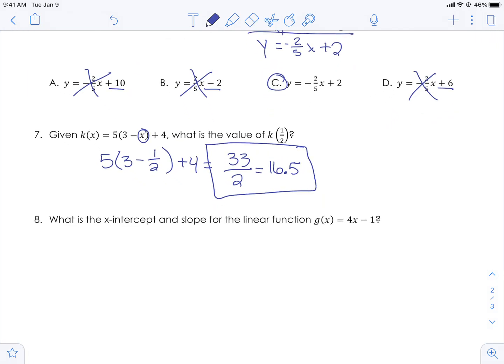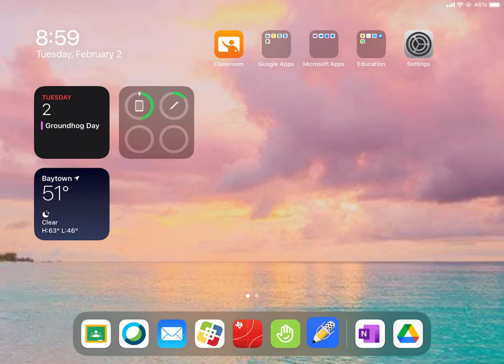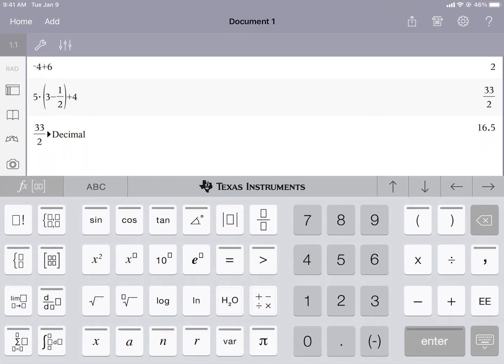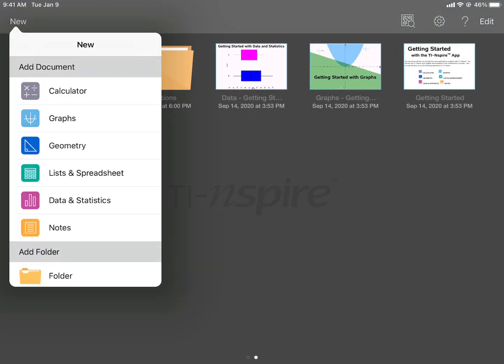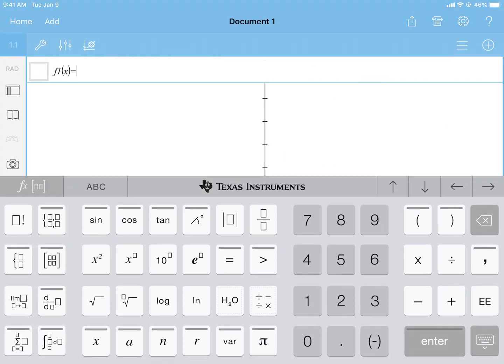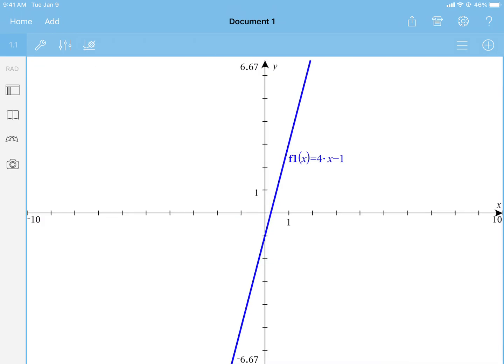Okay, and last but not least, what is the x-intercept and the slope of the linear function g of x equals 4x minus 1? So I'm going to show you how you can do this on the calculator. We go over to our calculator. We're going to go back to the graph. So home, discard, new document, graphs. We're going to type it in. 4x minus 1. Press enter.